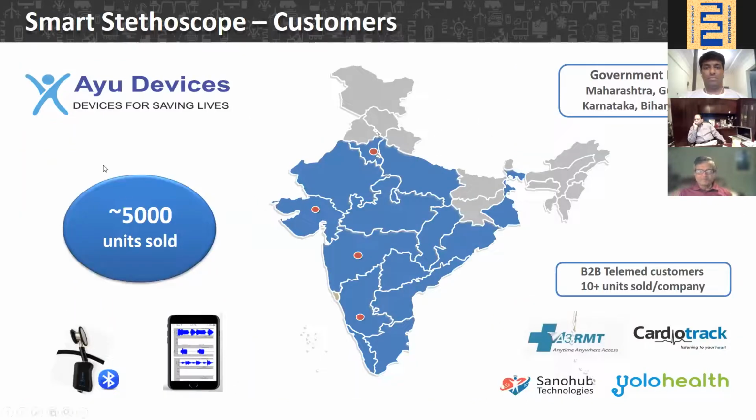This is an updated slide. As you can see, we have sold 5,000 units, and now we are in talks with a lot of people. Reliance is there, Jio is there, and Apollo is buying our device. Till this point, 5,000 units sold, and now we have software as a service. Once you sell the device, it is gone, but you don't get any money on top of it, so now we have software as a service.